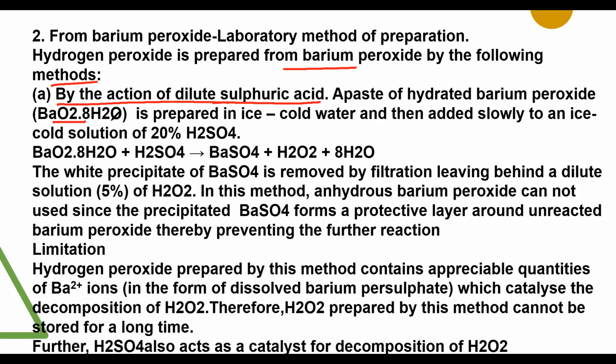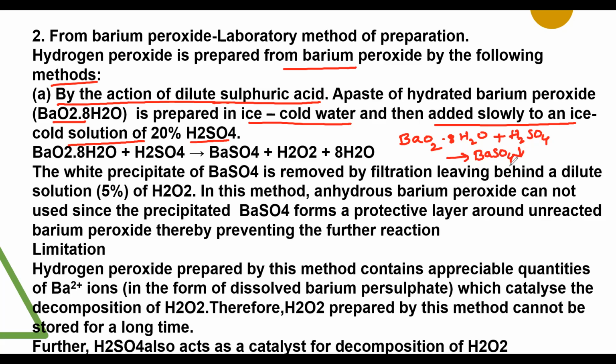A paste of hydrated barium peroxide is prepared in ice cold water and then added slowly to an ice cold solution of 20% sulfuric acid. So the equation is: barium peroxide dot 8H2O plus sulfuric acid gives rise to barium sulfate precipitate. It is white in color.